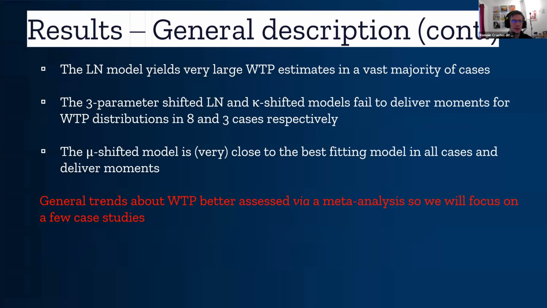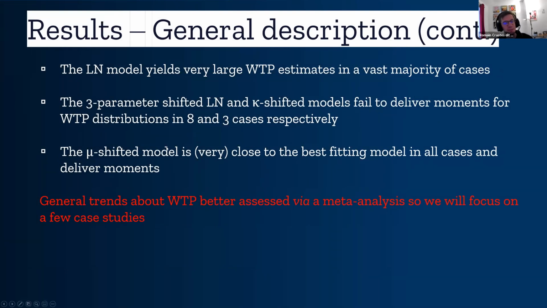Why? Because the lognormal model yields very large willingness to pay estimates in a vast majority of cases. So it suffers from the exploding implicit price issue. The 3 parameter shifted lognormal and the kappa shifted model failed to deliver moments for willingness to pay distribution in 8 and 3 cases respectively, meaning that the shift parameter is positive for these models. So you can't have moments for your willingness to pay.